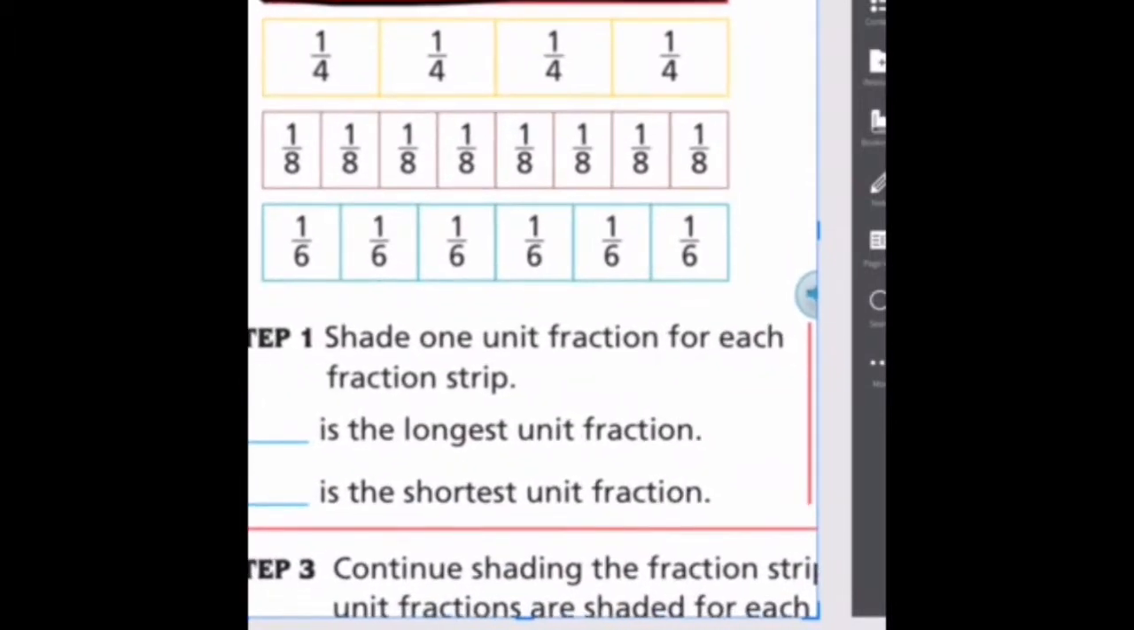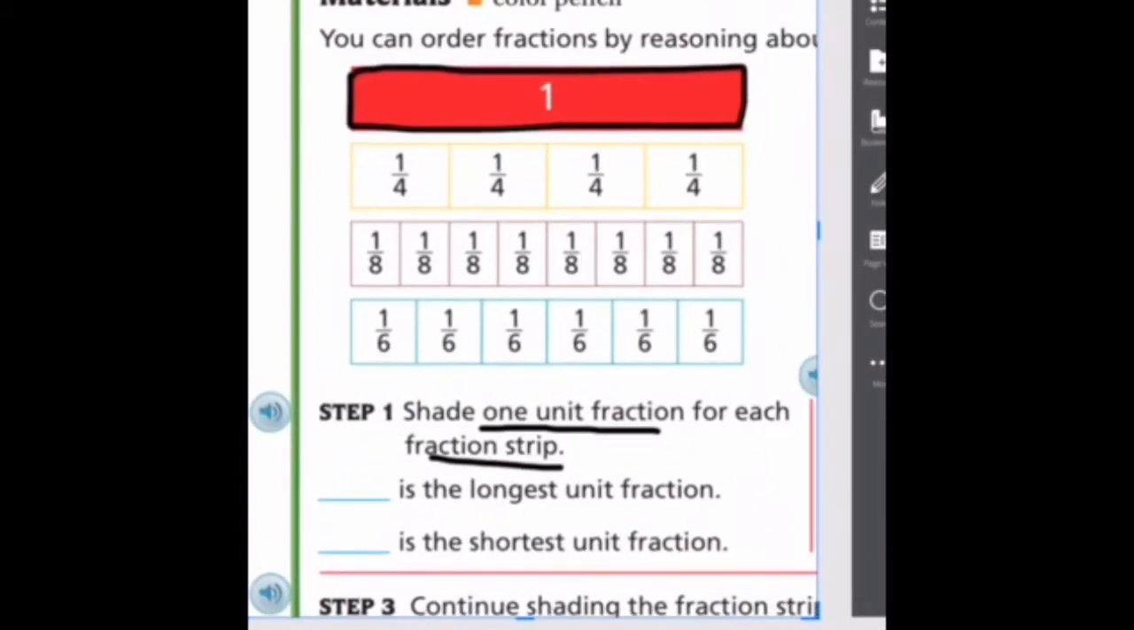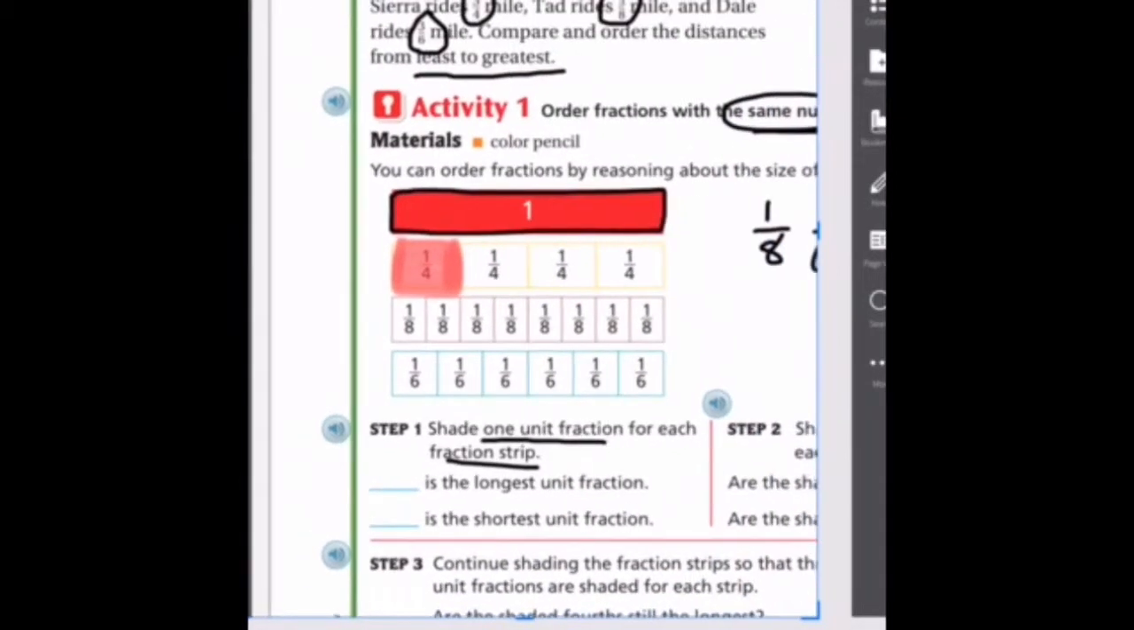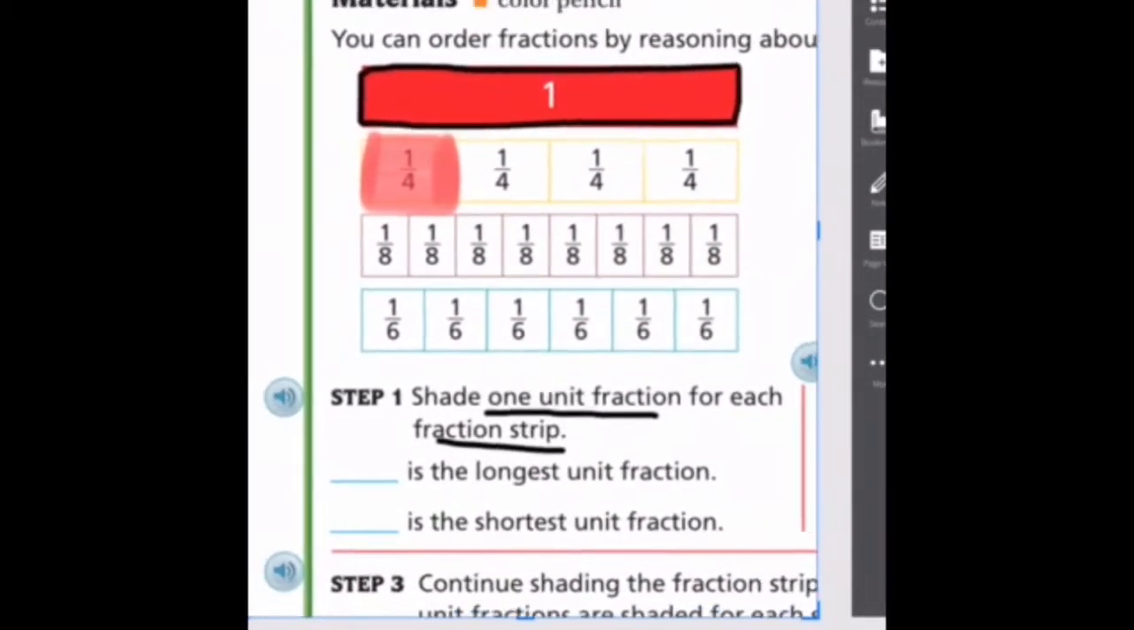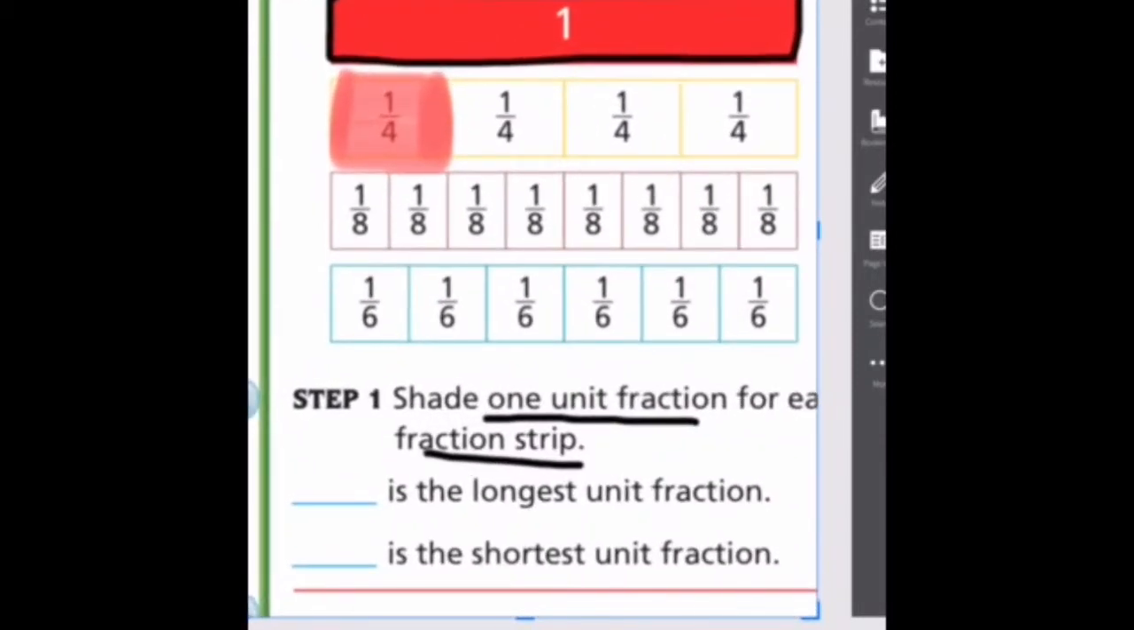Step 1, it says shade 1 unit fraction for each fraction strip. So that means just shade in one part, okay? It's a little tricky, but I'll see what I can do here. So 1/4. Now I know Sierra went further than that. Sierra rode 3/4, but the directions are right now just wanting us to shade in the unit fraction. Okay, so 1/8 and 1/6.